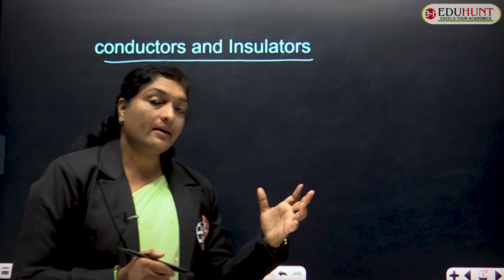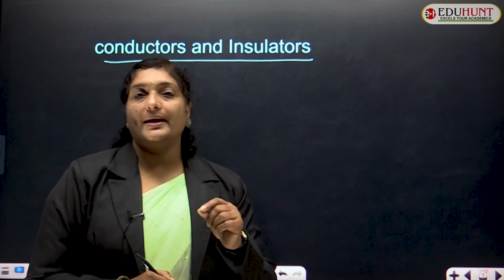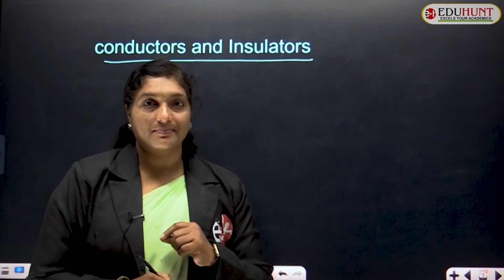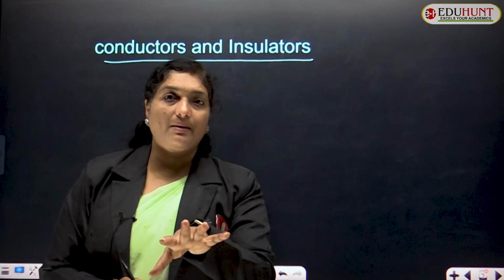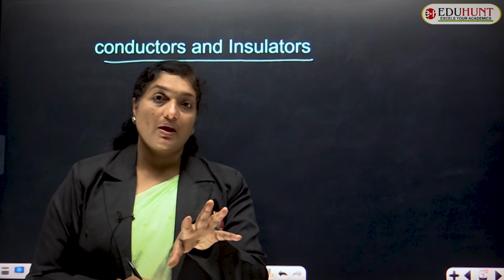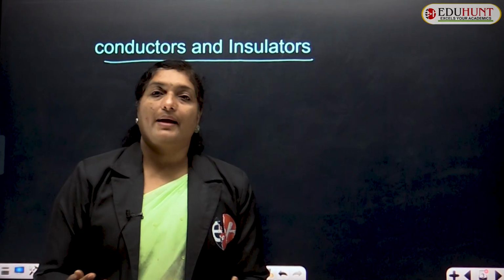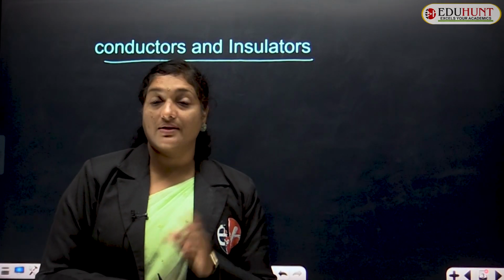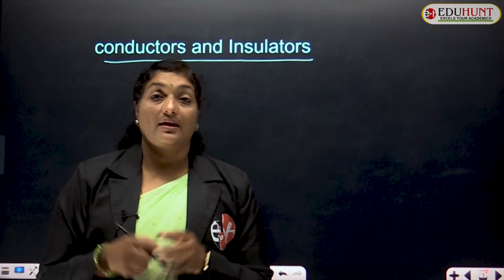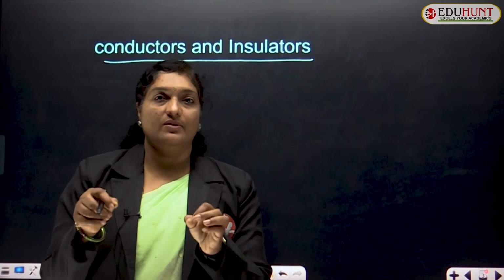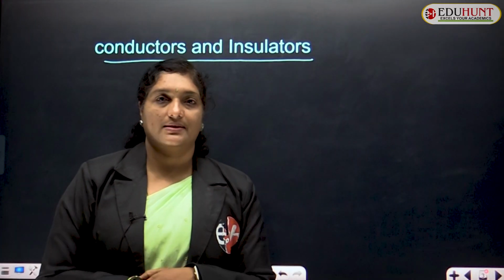And one more thing, children, even non-metallic substances like diamond and graphite. Even though both diamond and graphite are made up of carbon only, graphite is a good conductor of electric current, whereas diamond is a bad conductor of electricity. So diamond is a non-conducting material, whereas graphite is a conducting material, even though the composition of both is the same, that is carbon itself.